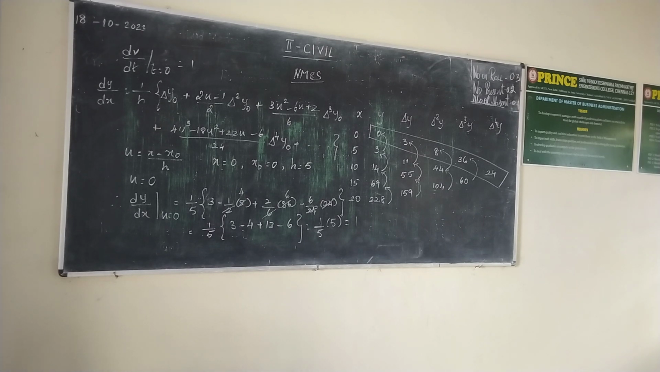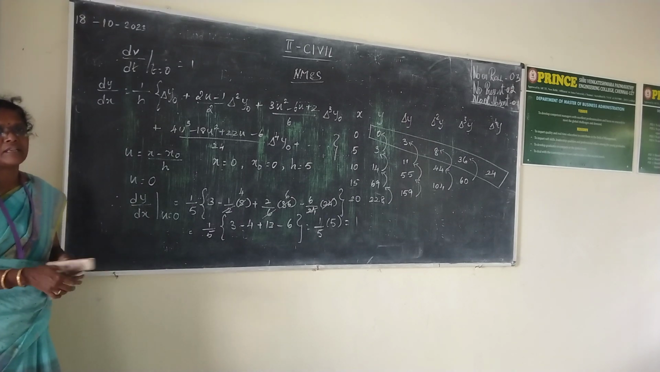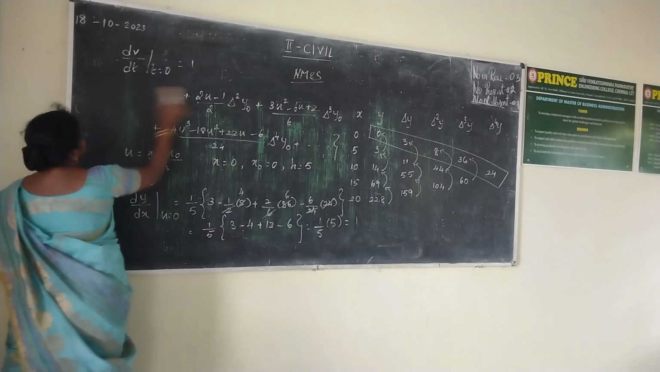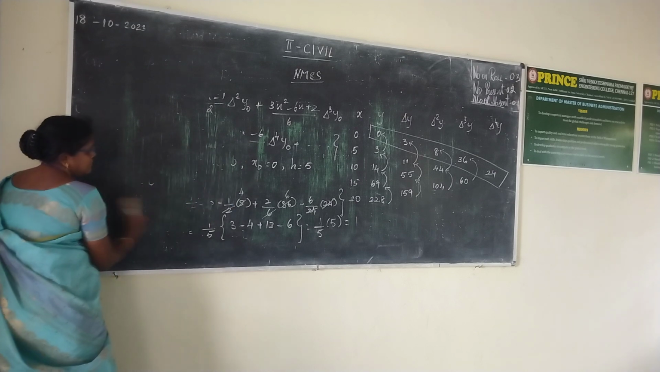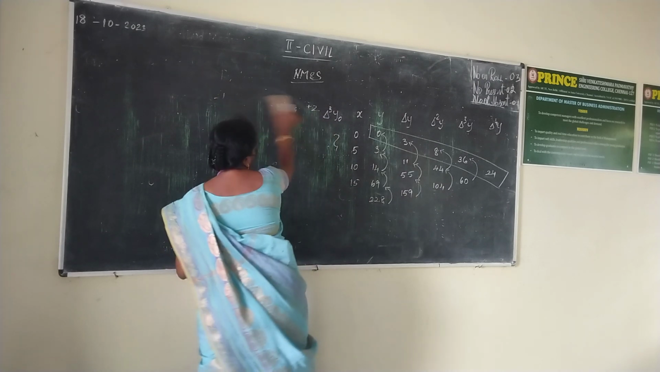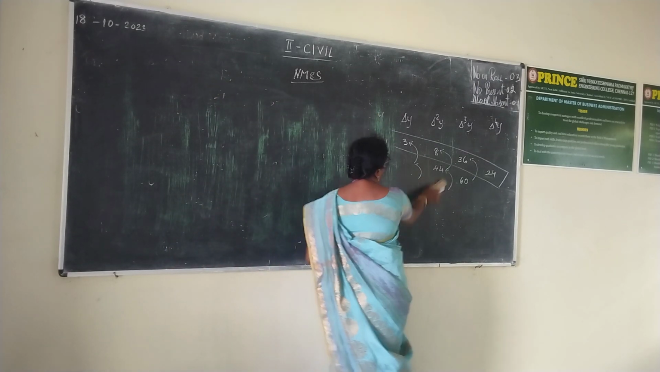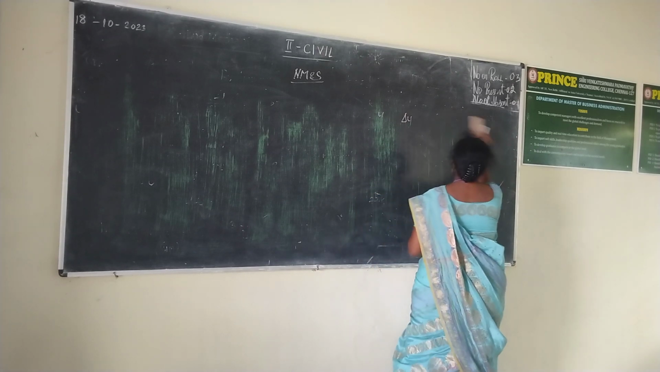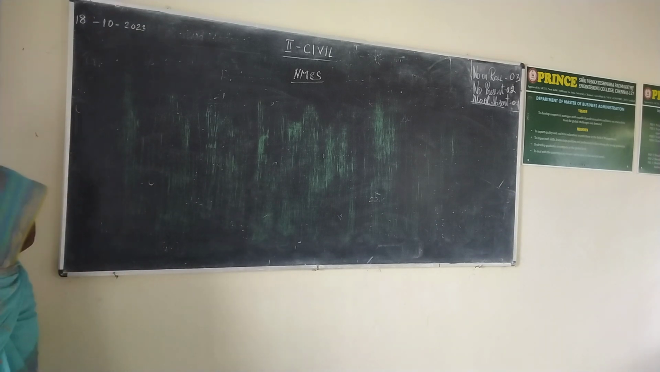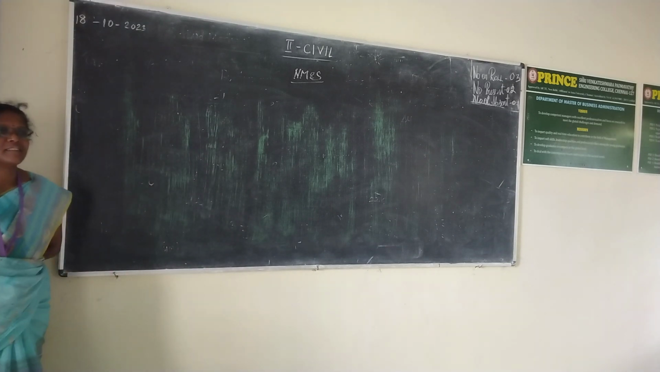Any doubt in this problem? Any doubt? Okay. So one of the main applications of derivatives is to find the maxima and minima. I discussed that even in your first year classes. How do you identify whether the value is a maximum value or a minimum value? What is the procedure?